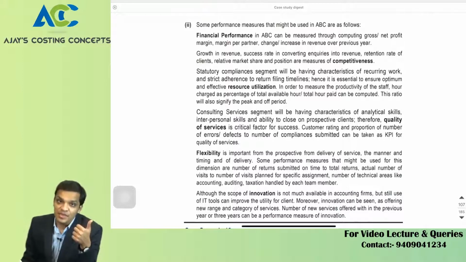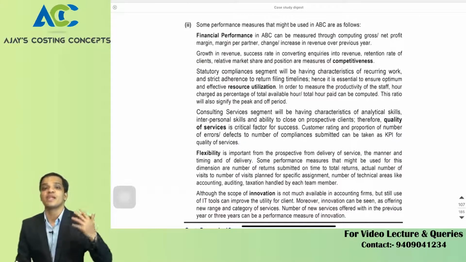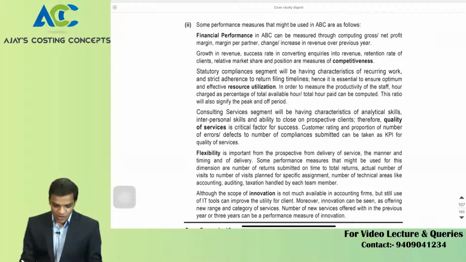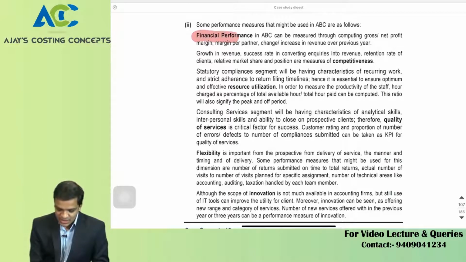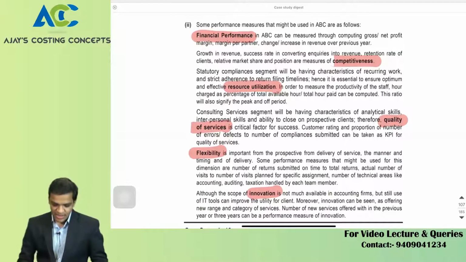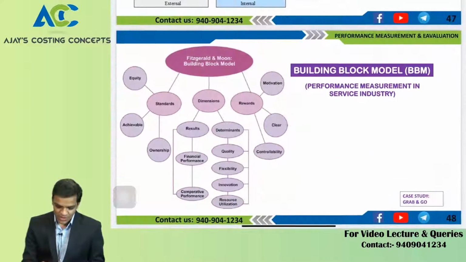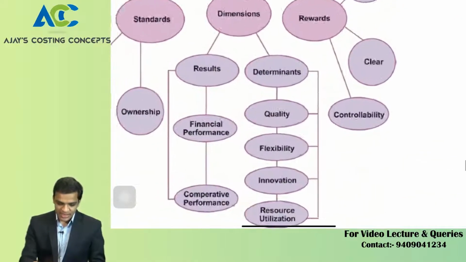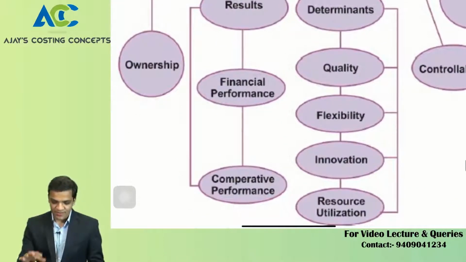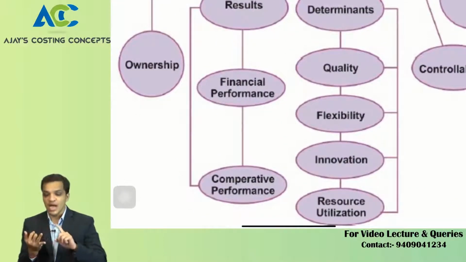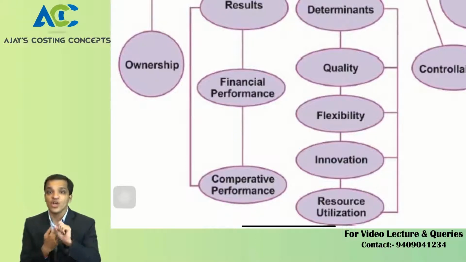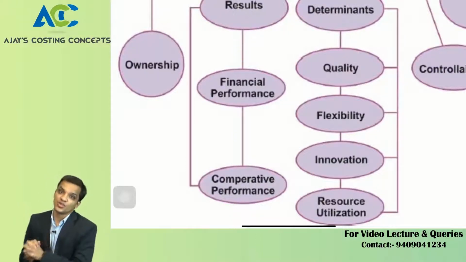What is the financial performance? How much better are you doing than competitors? So the results we talk about: one is financial performance, understand. Second is competitiveness. Third is resource utilization. Fourth is quality, then flexibility, innovation, right? So there are a total of 6, as we have seen in our building block model. As I have shown you over here, these are the 6 standards you should compare: the quality you have been providing, how flexible you are, what innovations you are bringing, and how resource utilization is done.